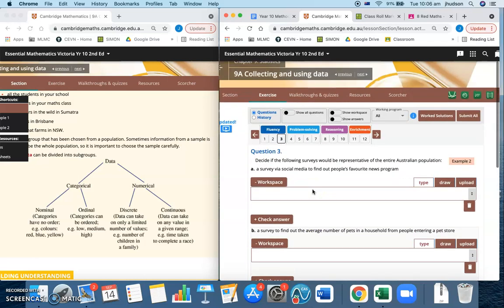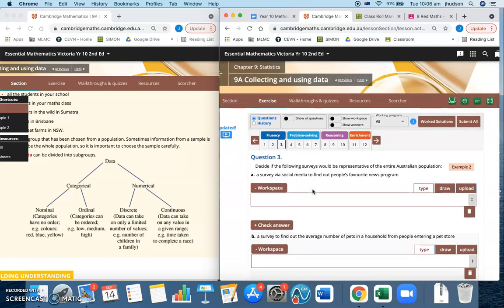So I might leave it at that there, guys. Hopefully that helps you out. The main sort of thing you'll be looking at as you continue through methods is this numerical, discrete, and continuous data stuff though.